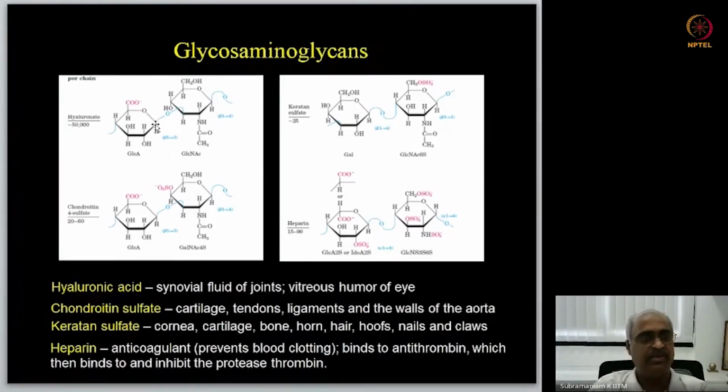Yesterday I told you that. So this is a uronic acid. Hyaluronate already suggests that it has a uronic acid group. And this one is attached by glycosidic bond to N-acetylglucosamine. So this glucuronate and N-acetylglucosamine keep repeating, like 50,000 of them.